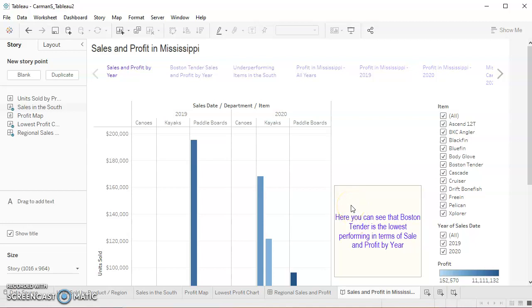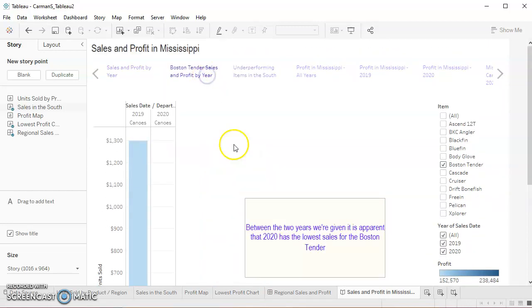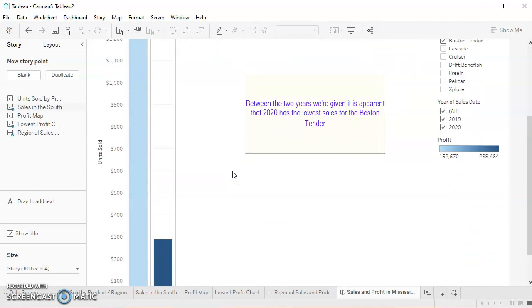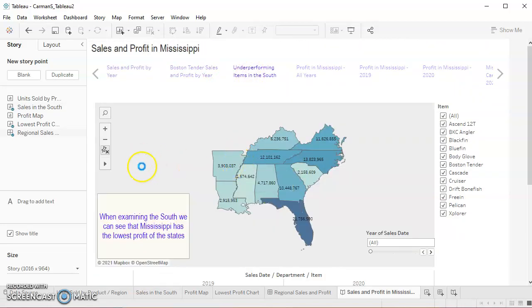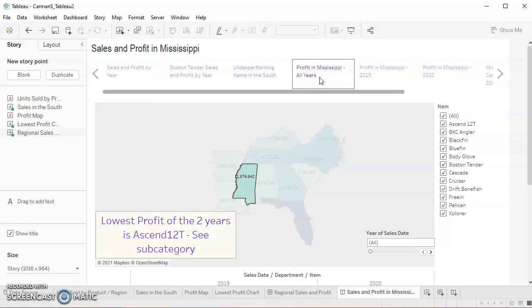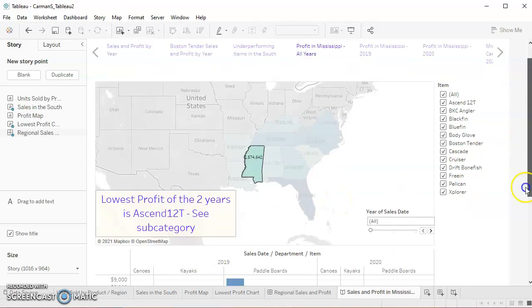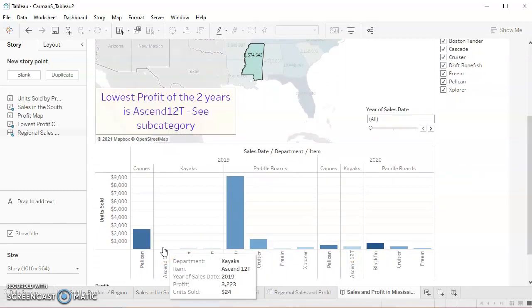For my story, I wanted to reiterate what I was talking about before, which was that you can see the sales, and then you can see specifically in 2019 and 2020 which ones did the worst, and that's the Boston Tender, the underperforming item. When examining the South, we can see Mississippi has the lowest profit of the states, like I said before. So I focused on that, and we see that the Ascend 12T category had the lowest profits for those 2 years combined, 2019 and 2020. And that is right here with $24 of units sold.